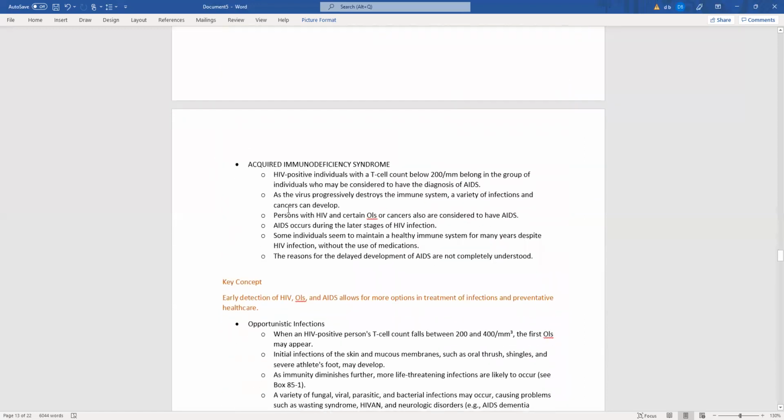So this is AIDS. Let's talk about AIDS real quickly. We're almost done. HIV positive individuals with a T cell count below 200. You have to know that.